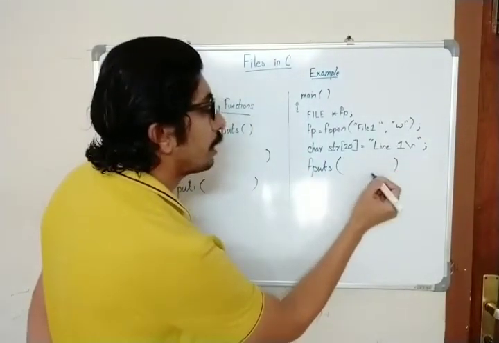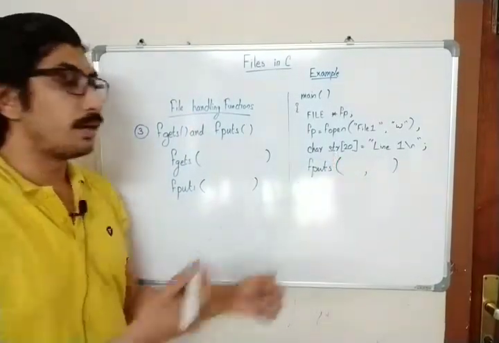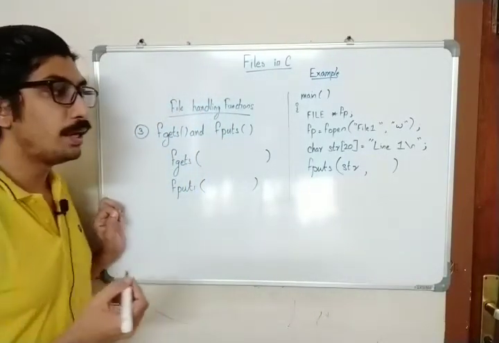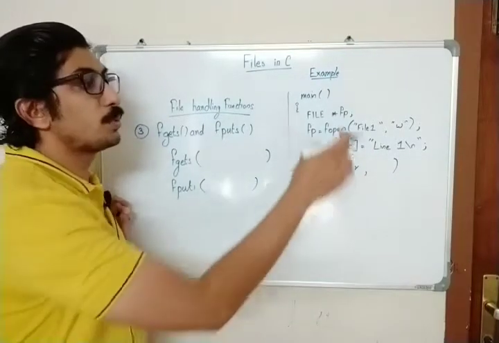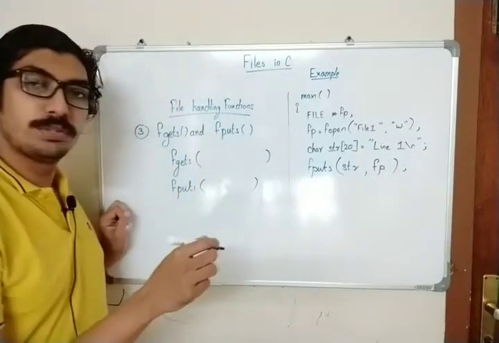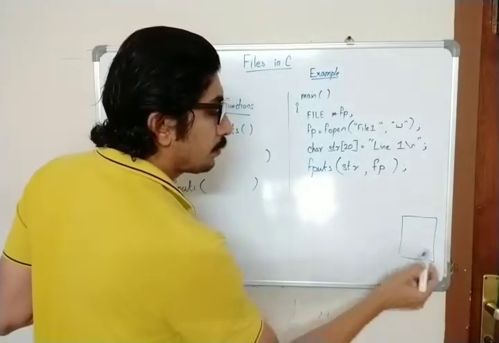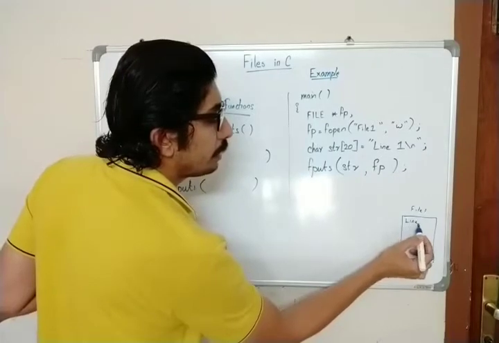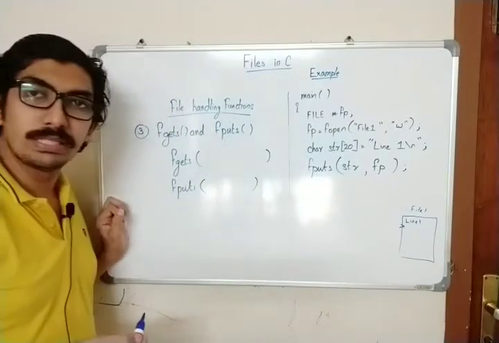Now there are two parameters. What should be the content? The content is stored in str, so you write the variable name, and then where you are going to write. Whenever we are accessing a file, we access it with the file pointer. So write the content into the file pointed by fp. Inside the text file, file1, it will write line 1 and come to the next line. Now fp will be pointing to this second line.